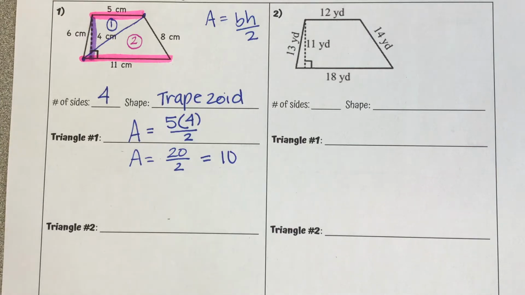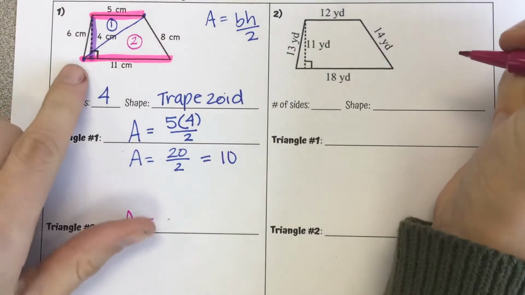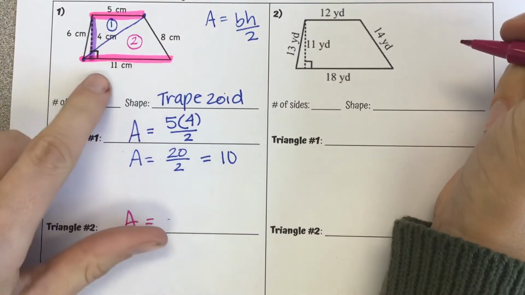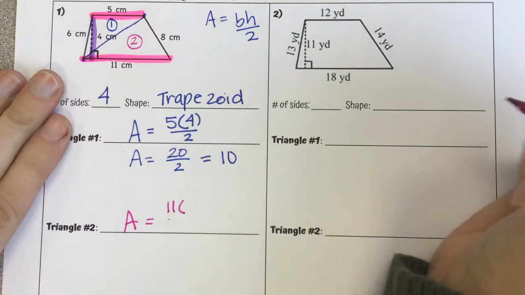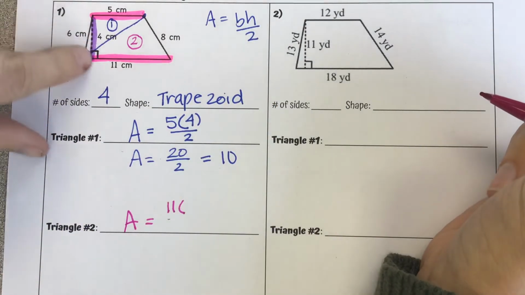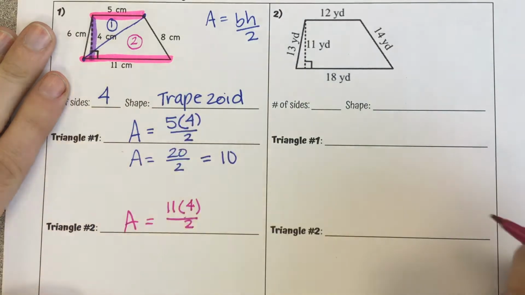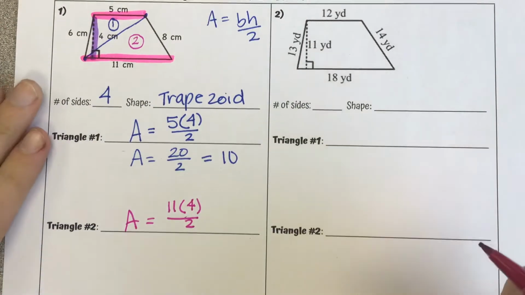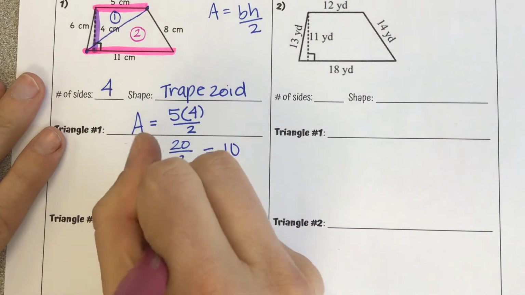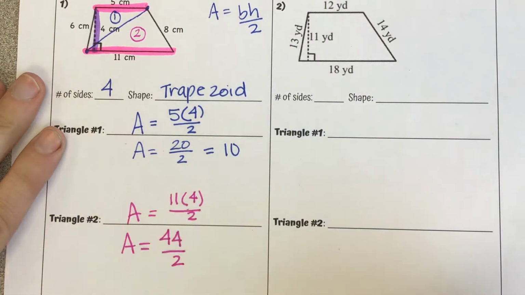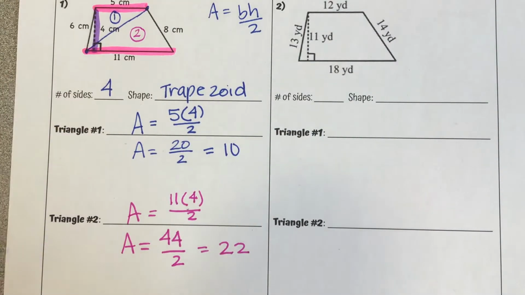Now I'm going to do the same thing for triangle number 2. The base that I highlighted in pink here is 11, times that height, as we said, is going to be the same for both, 4, divided by 2. So I will calculate that. 11 times 4 is 44. So it'll be 44 divided by 2, which is 22.